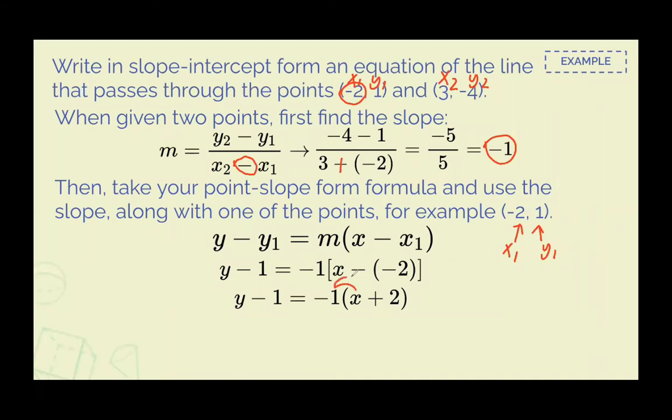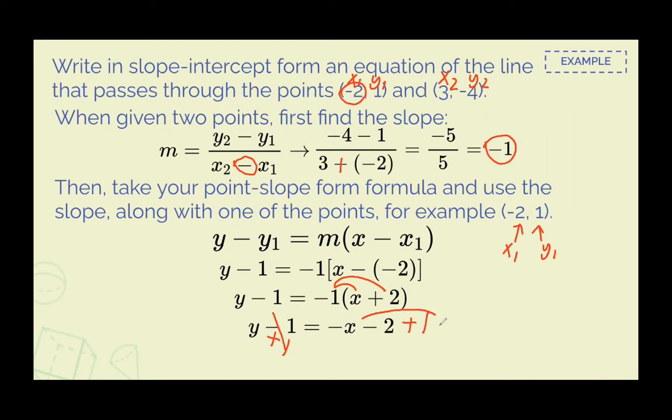First distribute -1 and eliminate the parentheses. So -1 times x is -x, and -1 times +2 would be -2. Now that you've eliminated your parentheses, you can eliminate the -1 here and finally isolate y, and then add 1 to both sides.